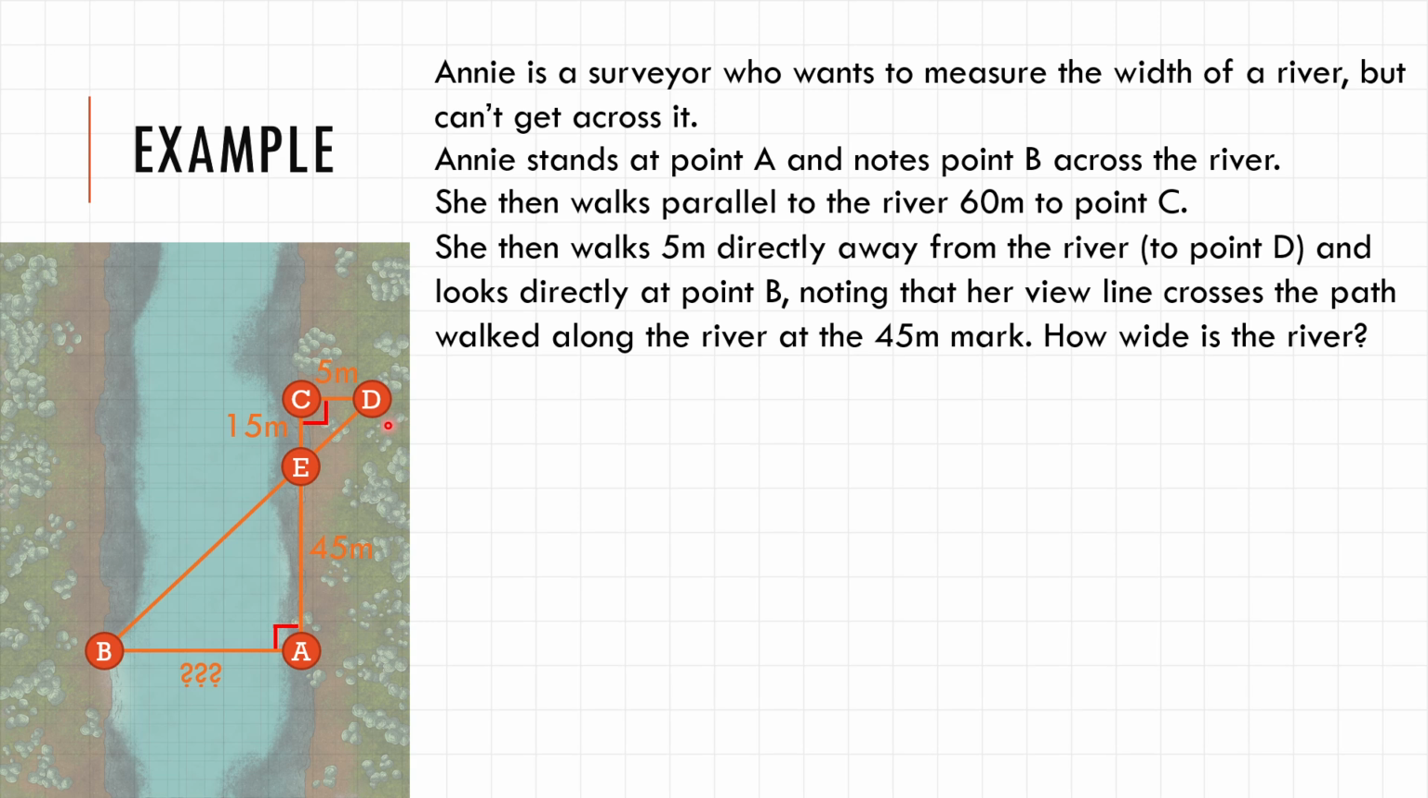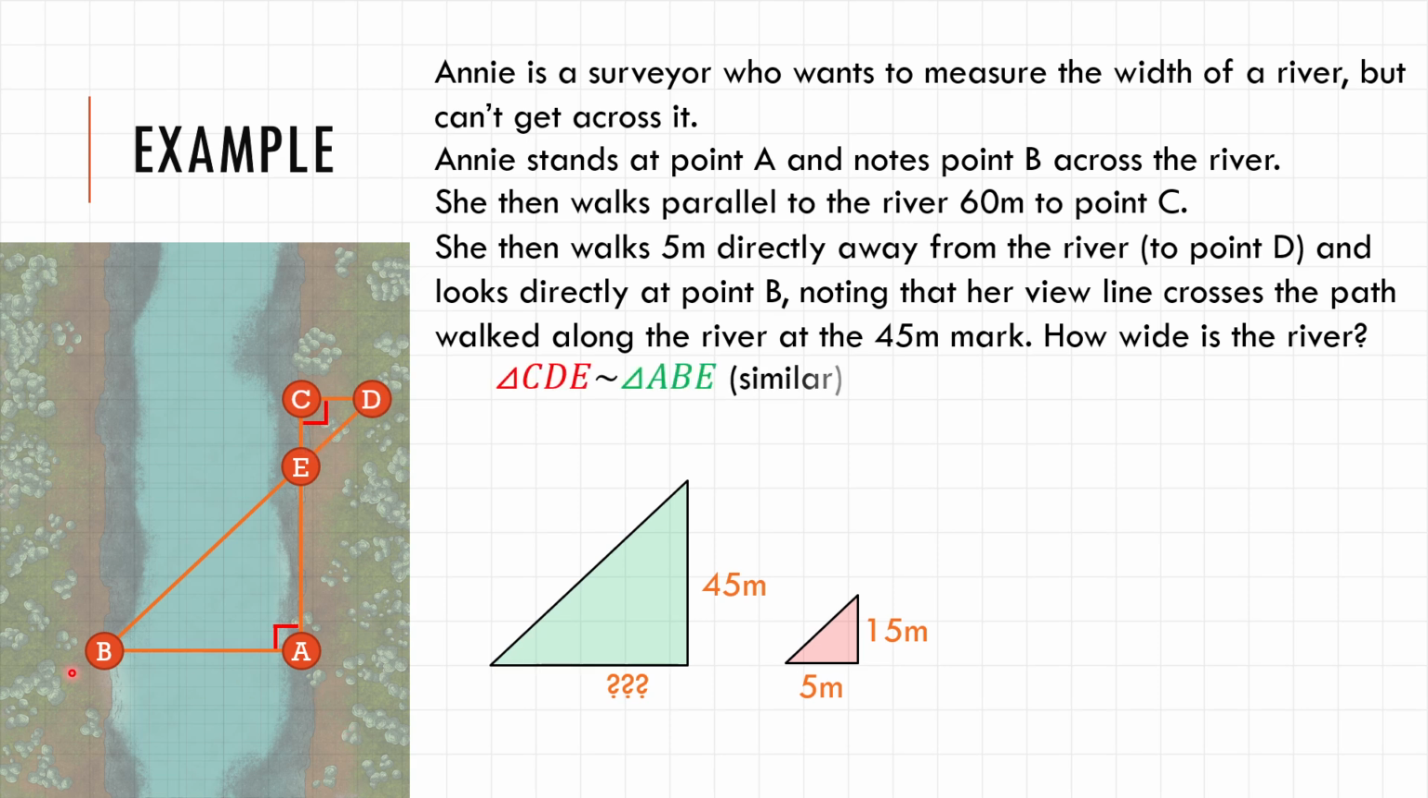So let's see if we can figure this out. Here I have two triangles, and let's move them, and I'm going to redraw them in this blank space. Okay, so in this case, triangle CDE is similar to triangle ABE. And therefore, there is a scale factor. There is some number that I multiplied 15 by to get 45. And maybe you can guess what number this is already. And we can use that number to multiply 5 by to find out this length right here, which is the width of the river, AB.